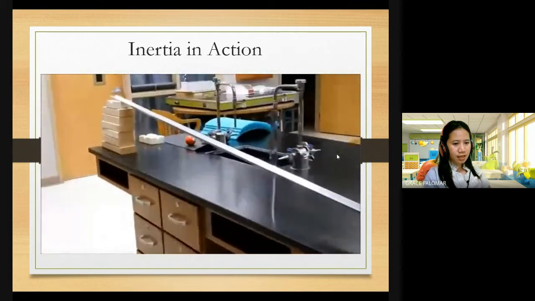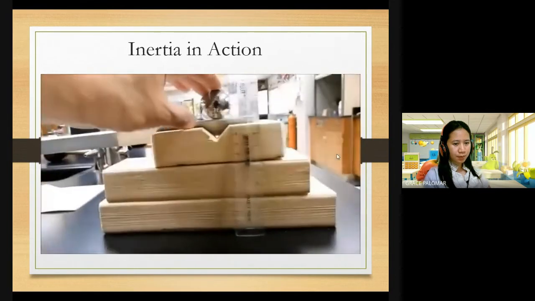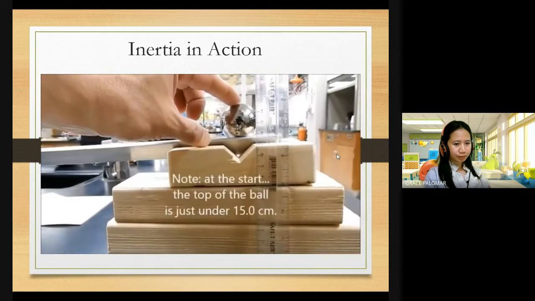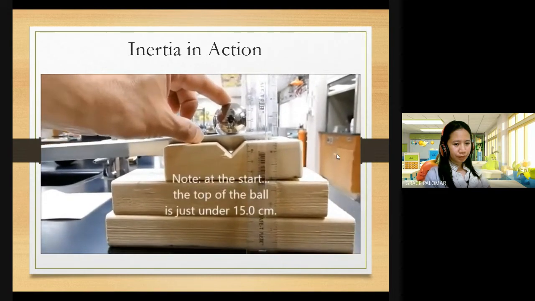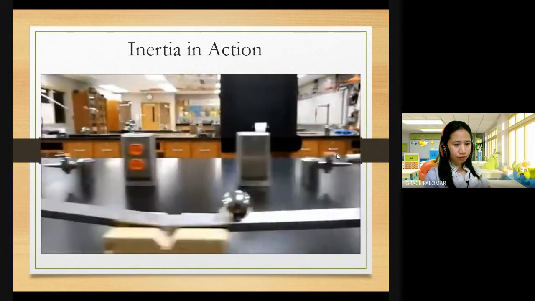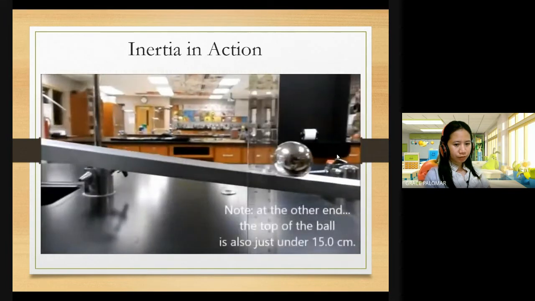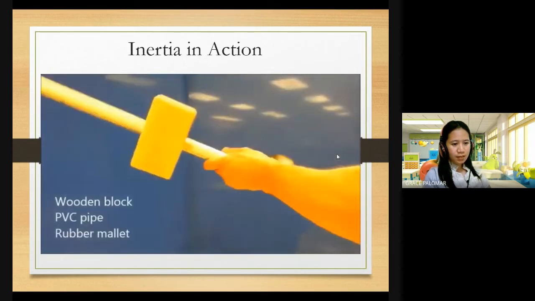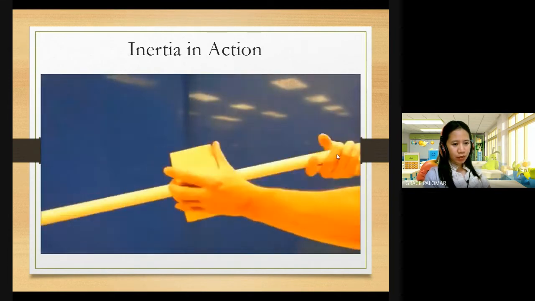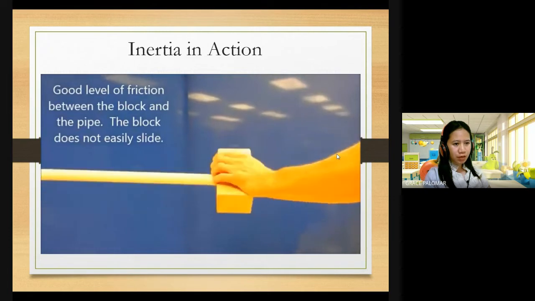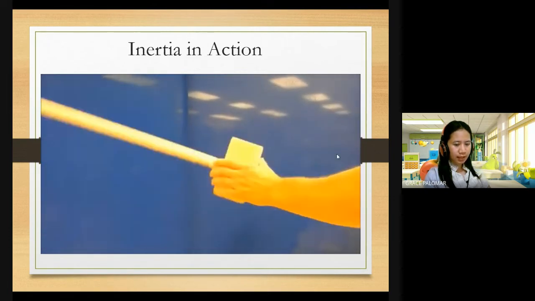So again, this is a setup known as Galileo's ramp. At the top of the ball is just that. And at the other end of the ball, it's also the same. Another experiment is the wooden block, wherein you are using the PVC pipe. With a good level of friction between the block and the pipe, the block does not easily slide.